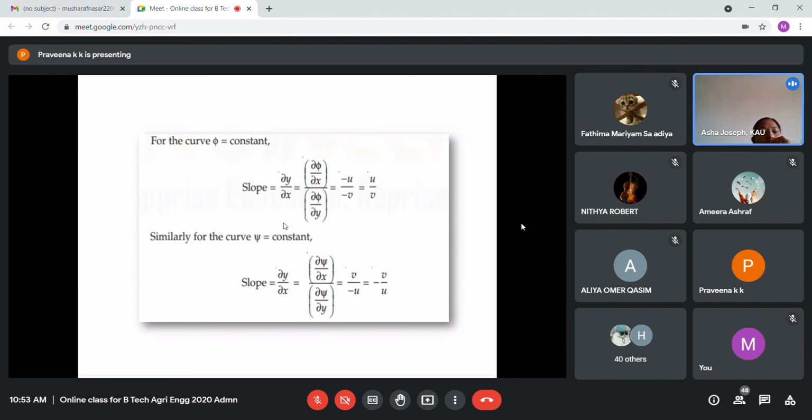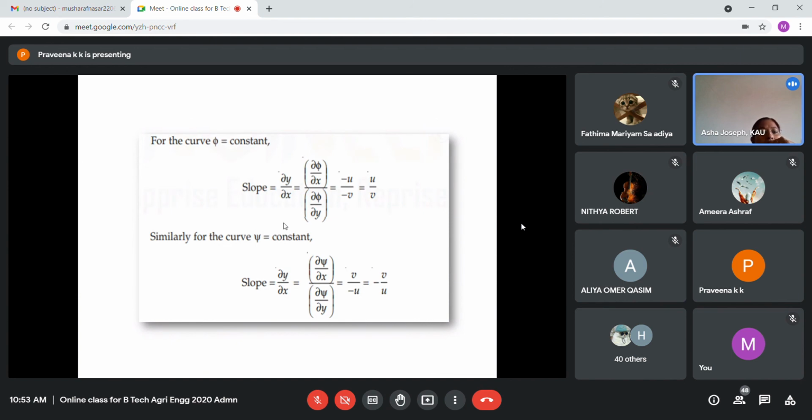So dy by dx means dou psi by dou x divided by this. The similar things will get cancelled. Finally, you will be getting dou y by dou x, that is equal to minus u by minus v, which is equal to u by v.